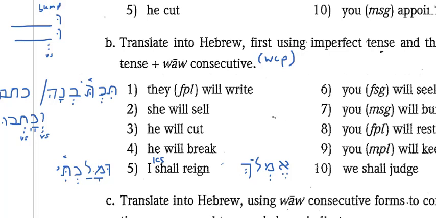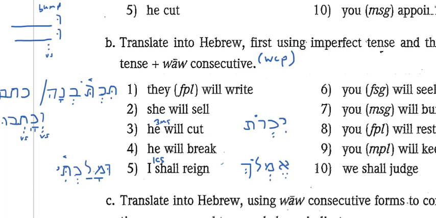What's the prefix I'm going to use for the imperfect of karat? He is 3ms. So what prefix is used for that? A yod. And is there a suffix? Nope. It's just that. So, yep. Kuf, silent shva, and what theme vowel? Holem. Good. So yikrot. Yikrot. He will cut.